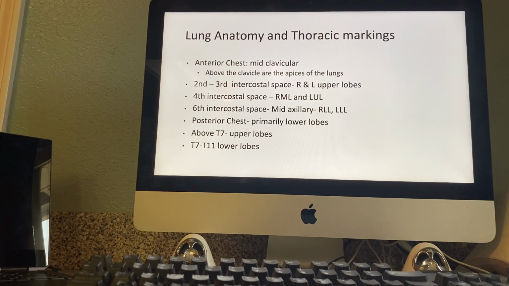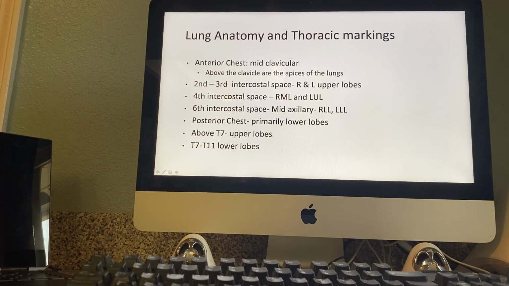After the sixth intercostal space, we're in our right lower lobe and left lower lobe, but that's also mid-axillary. So in your armpit, you can hear more of the lower lobes, and that'll make sense in a minute too. So anteriorly, between the second and the third intercostal space, you're still in your upper lobes.